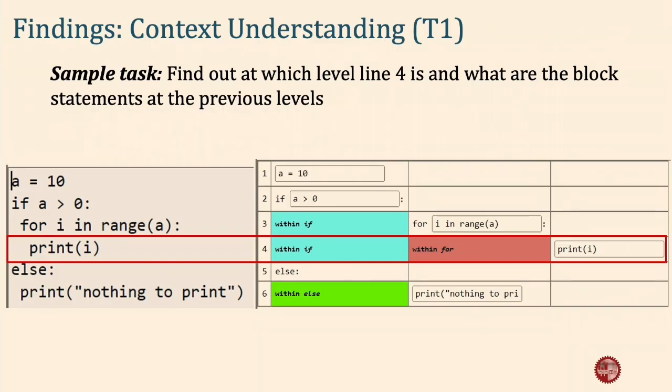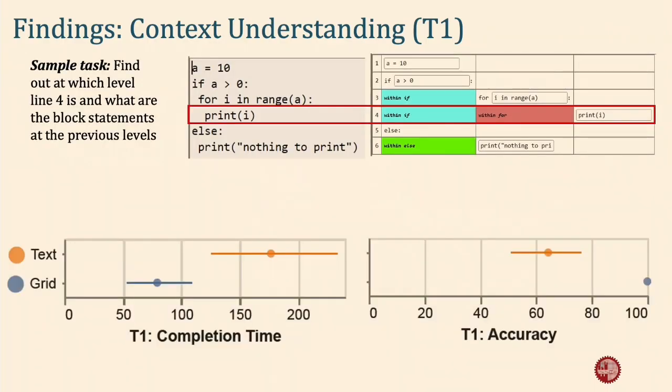We ran an experiment with our design and the baseline, which is a plain text editor. I want to emphasize the result. This is a simple task, finding the context of a line. The baseline is the orange one, and you can see finding the context: just print i is within a for loop, which is within an if block.